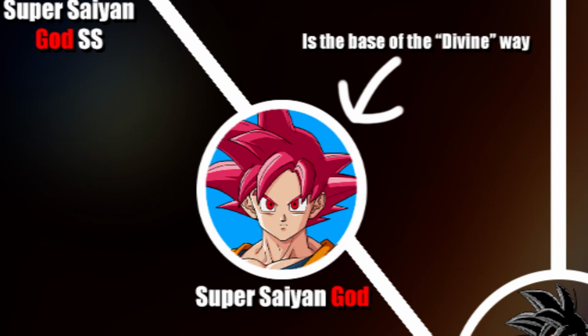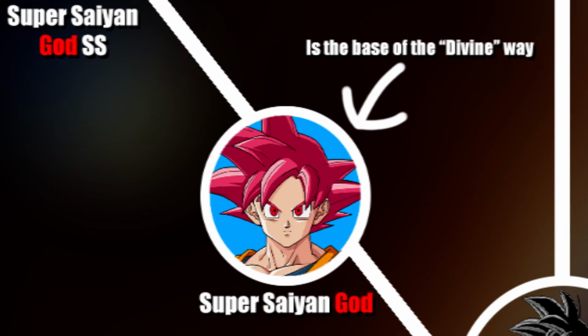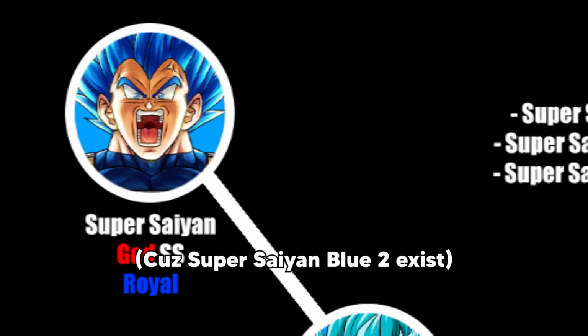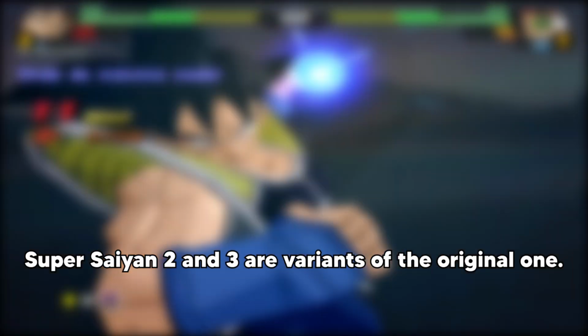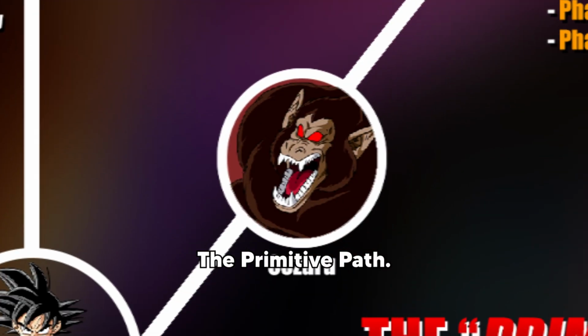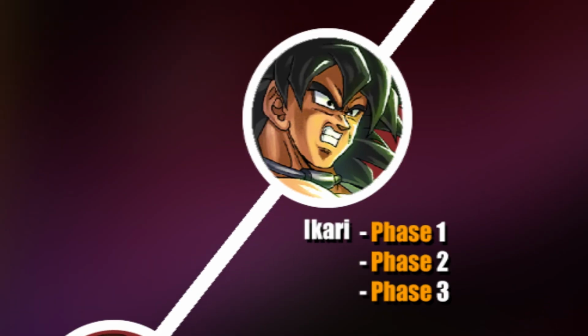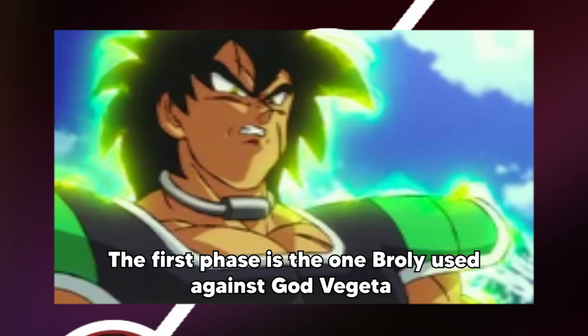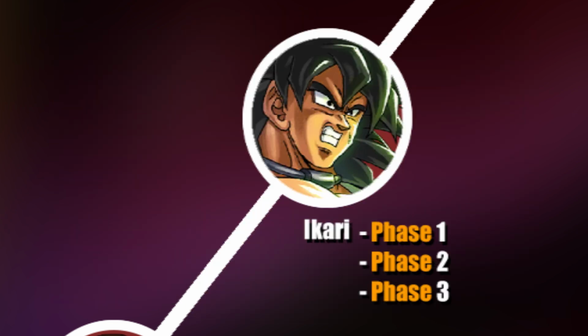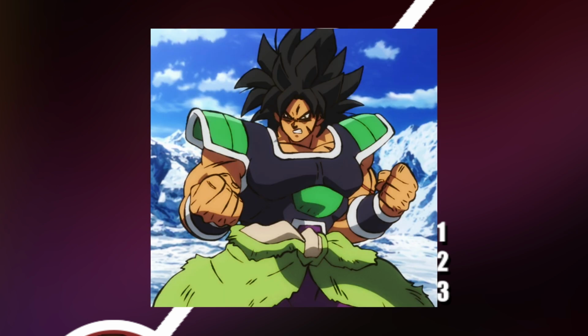This path has the Super Saiyan God as base form, and its peak would be Super Saiyan Blue Evolution, and not a potential Super Saiyan Blue 3, because Super Saiyan Blue 2 exists. In both legendary and divine paths, Super Saiyan 2 and 3 are variants of the original one. And the last one, the primitive path. The primitive path is composed of the Ozaru, the Akari state that has 3 phases. The first phase is the one Broly used against God Vegeta and GT Goku against Blue Goku. The second phase appeared in the fight against Broly and Goku and appeared during the GT Goku's transformation.